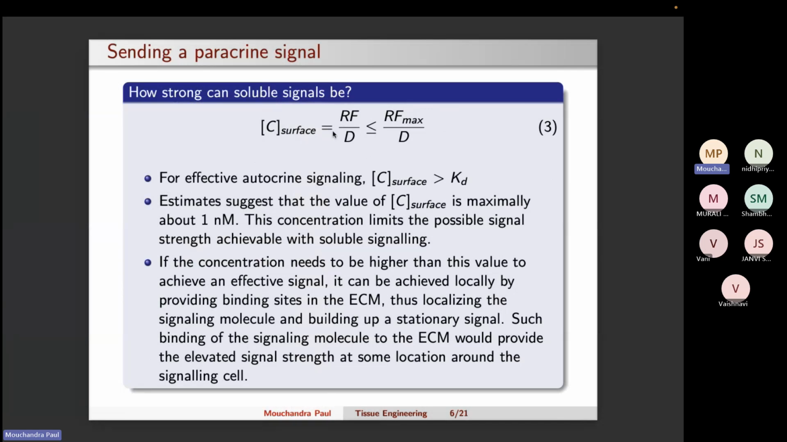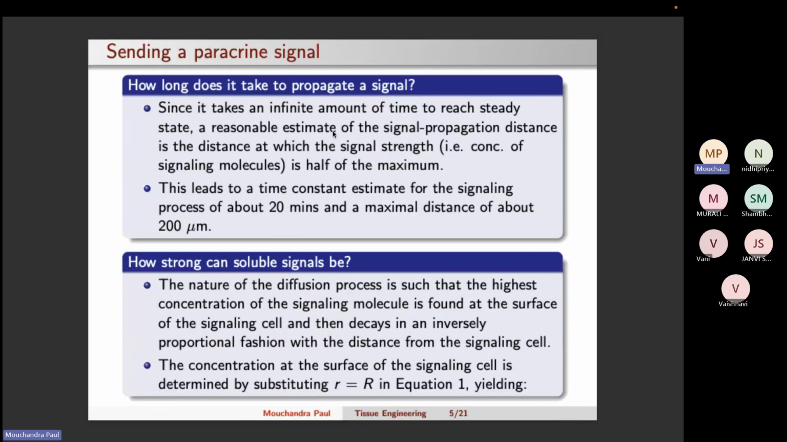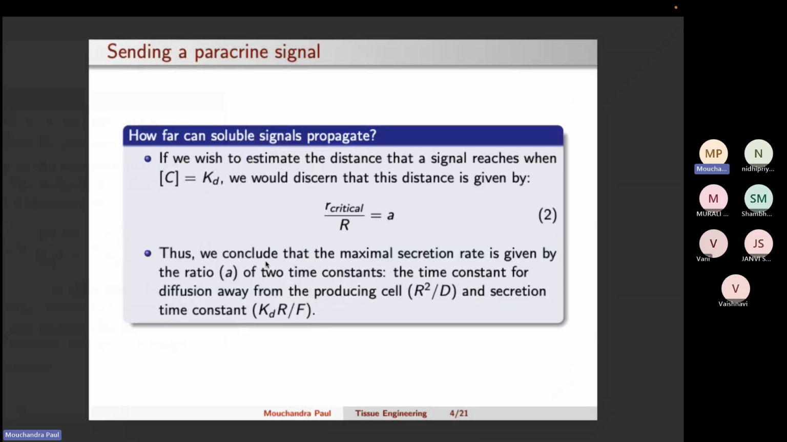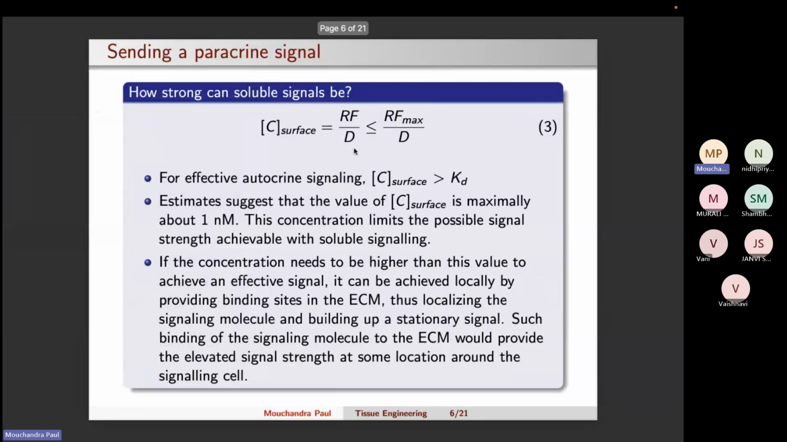Again, you have to do some calculation. Basically, substitute the value of A here. This is the value of A. You have to substitute it here. Then you will get this particular value.